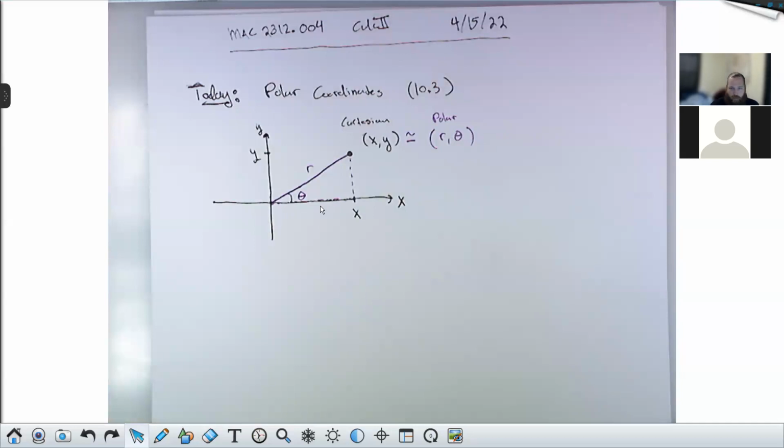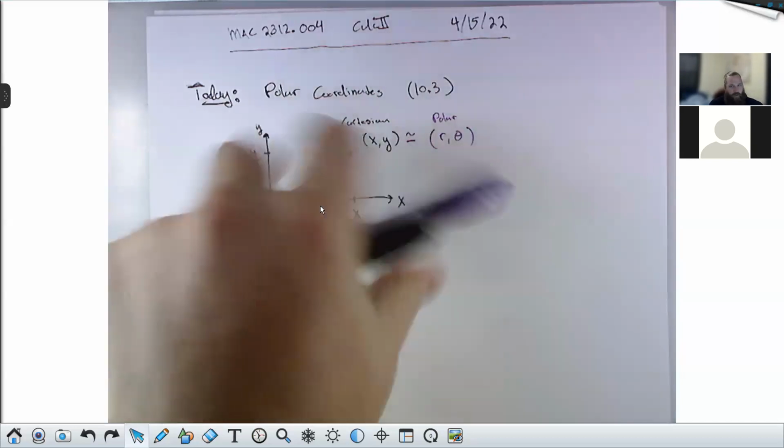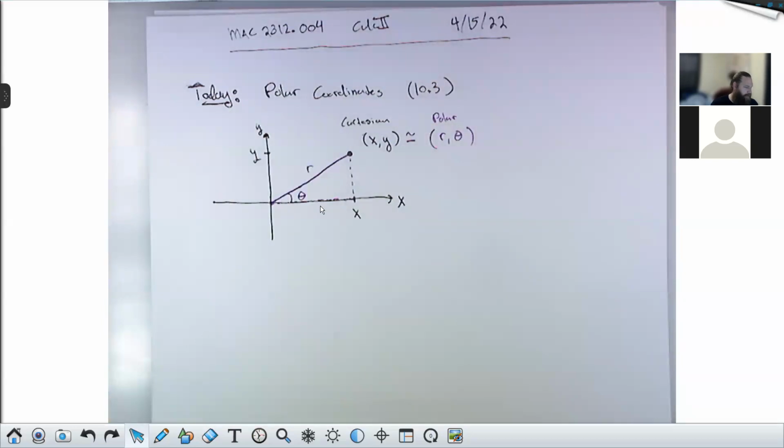The polar system has a bunch of advantages over the Cartesian system. It also has some disadvantages. It is especially nice when you're dealing with a situation that is radially symmetric or has a lot of rotational symmetry, for reasons we'll see in a little bit. The first thing we need to do, though, is talk about how to go back and forth.